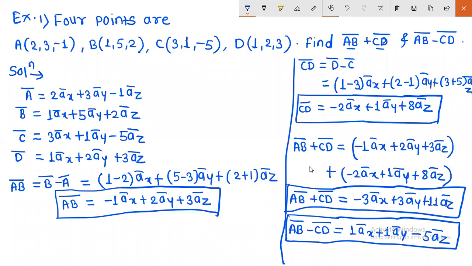Then simply add these two vectors, that is addition, which we have seen in today's lecture, and subtract these two vectors. So very simple. The application is also very simple. So I hope everyone got this.